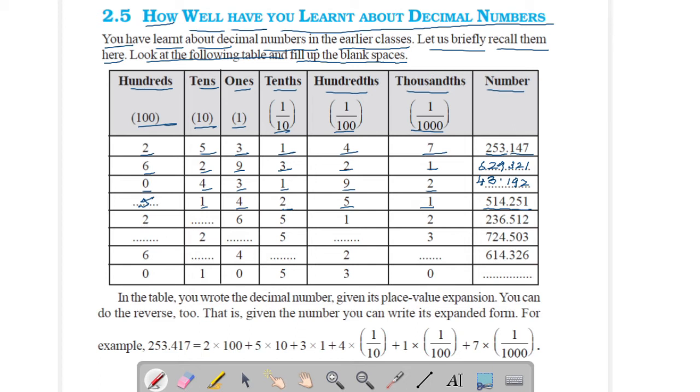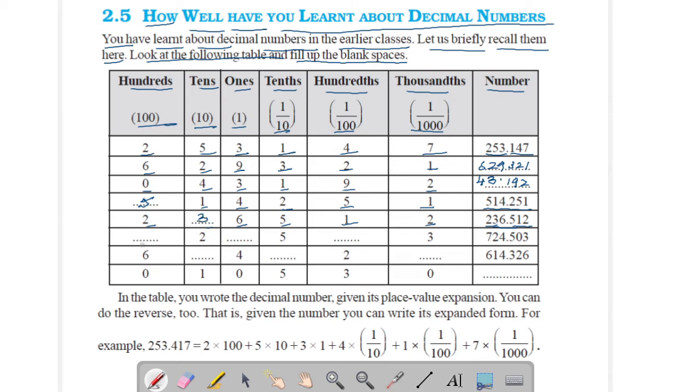Now come to next. It is 2, dash, 6, 5, 1, and 2. Your given number is 236.512. Here, what is the tens place? In the given number, see what is tens place? It is 3. What will come here? 3. Write down 3. This is your answer.